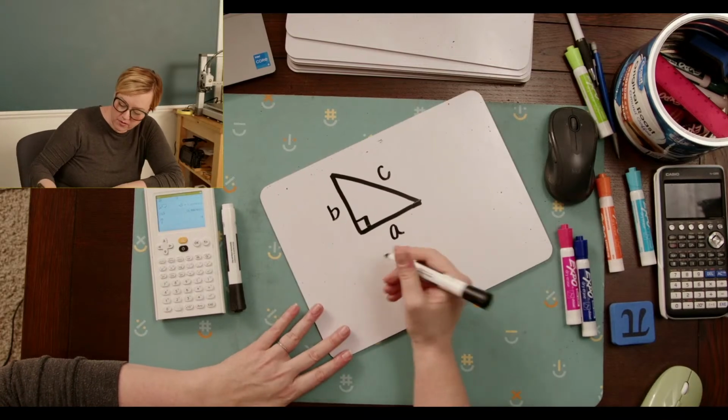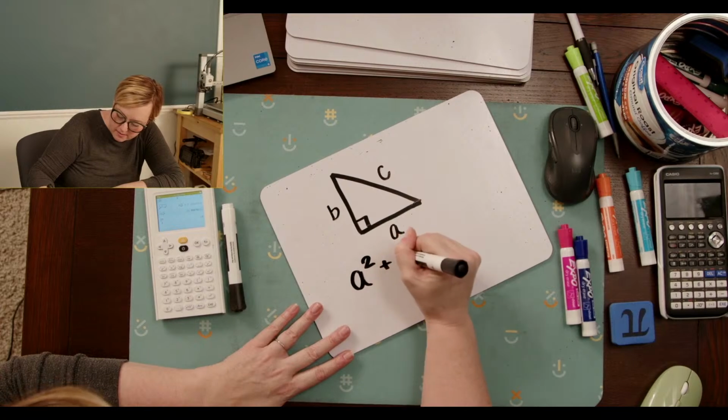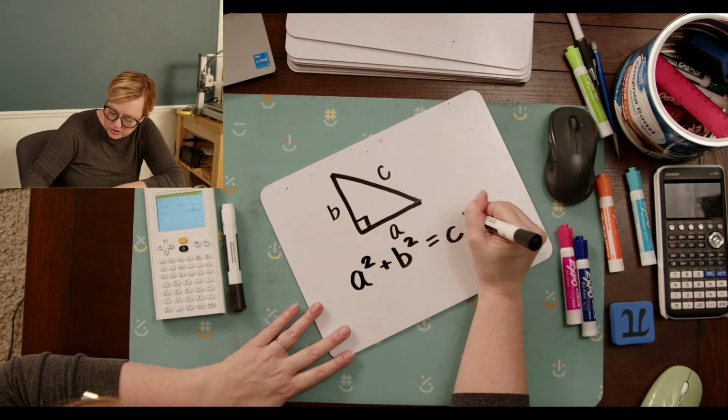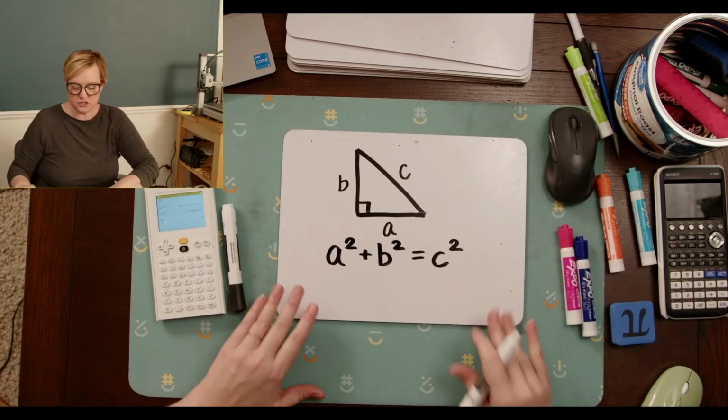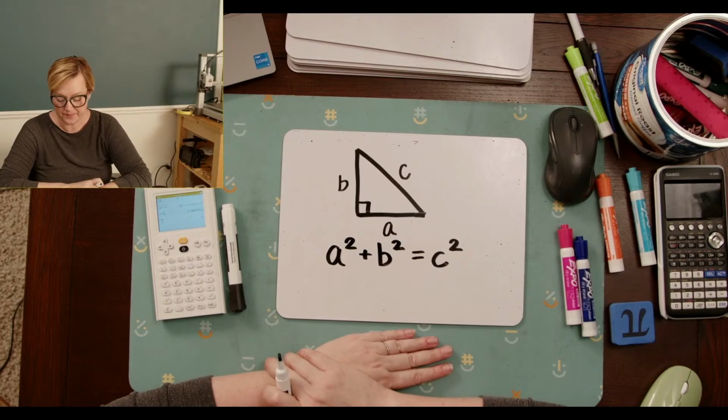So with Pythagorean theorem, what has been found is that if you square both of the legs and add them together, they are also going to equal the square of the third side. Okay? So A squared plus B squared equals C squared.